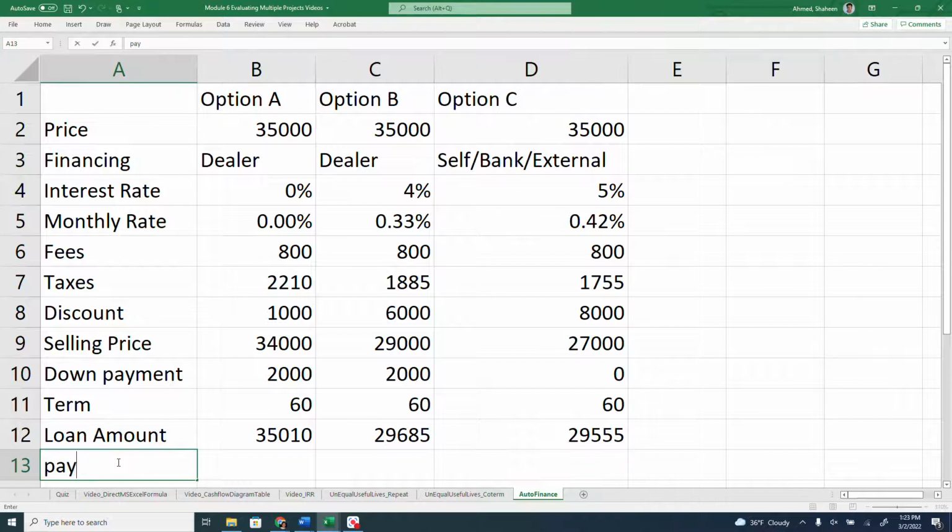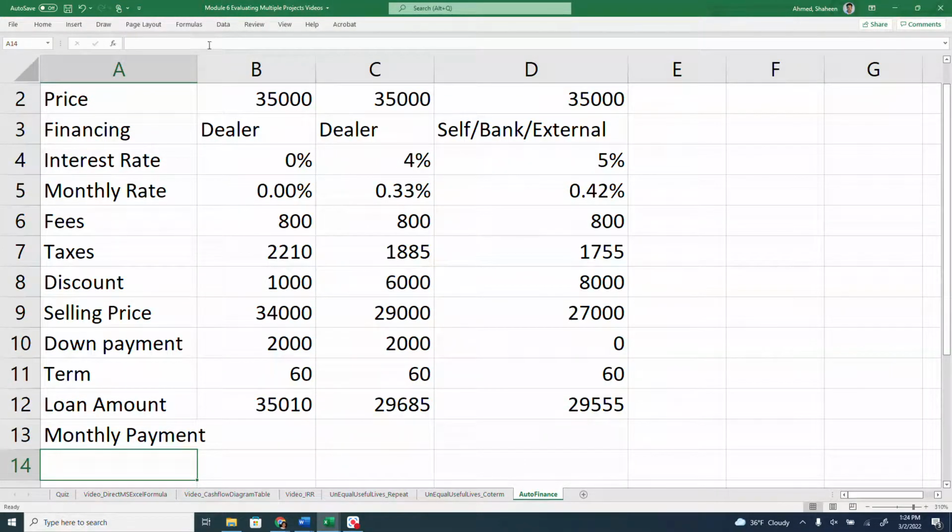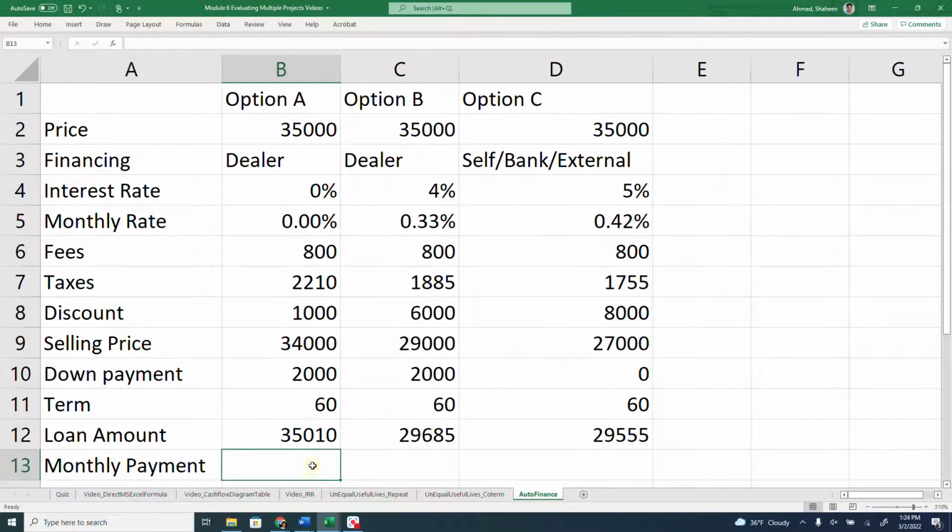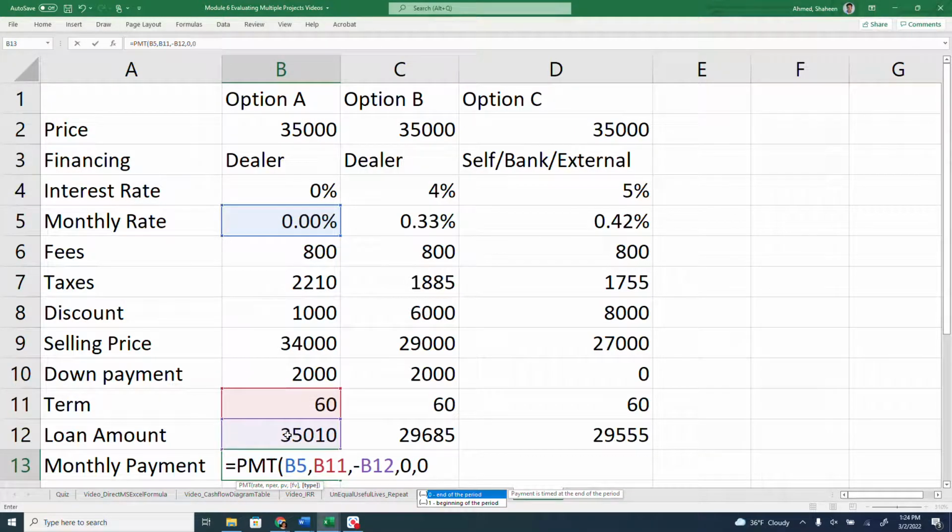Now we're going to calculate the payment, and whichever option gives us the lowest payment, we'll take that. So that would be the monthly payment, and let's calculate that. We can simply use the PMT function. Option A is 0%, so we really don't need it, but we'll need it for options B and C, so I'm going to write it anyway. That's the rate, 60 months as the compounding period, the present value is the loan amount, future value is 0 because we're going to pay off everything, and end of period compounding.